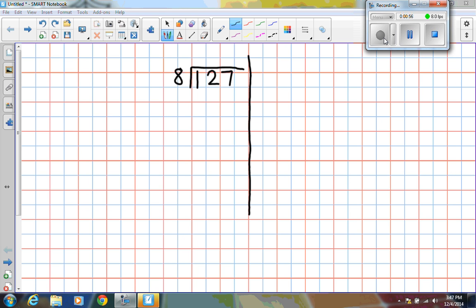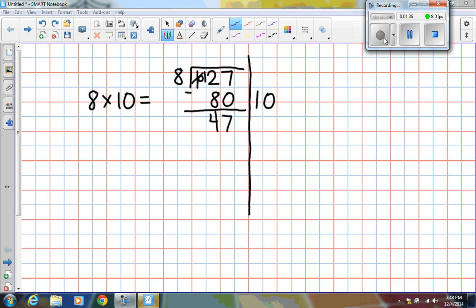So I'm going to ask myself now, do I have 20 eighths in 127? And the answer to that is no, because that's 160. So I'm going to pull out 10 eighths. So I'm going to write 10 to the right side of my line. And then I'm going to think 8 times 10 equals 80. So I'm going to subtract 80 from 127. And that gives me the difference of 47.